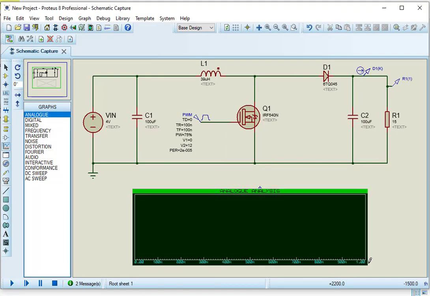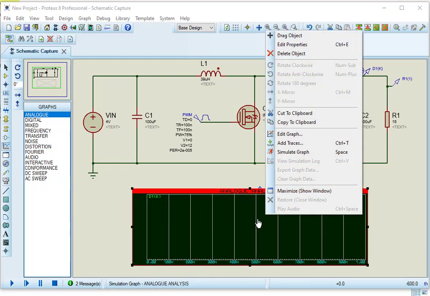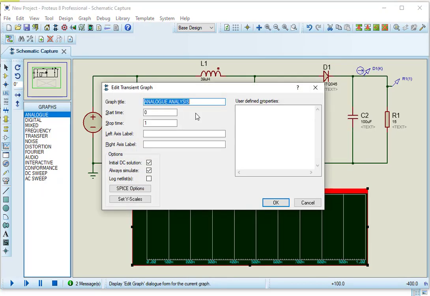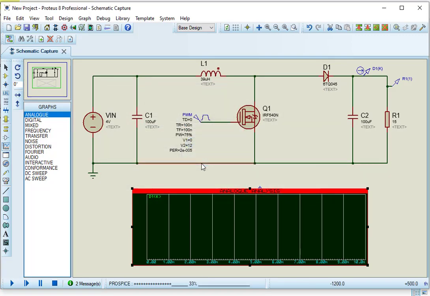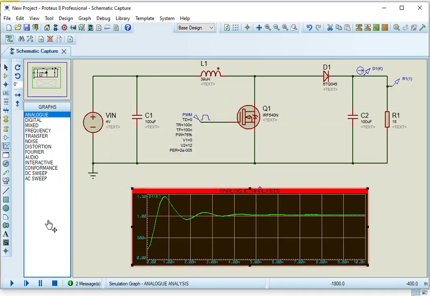After that, follow the same procedure to see the output current waveform. As you can see, the output current is continuous. This is how we can simulate a boost converter in Proteus.